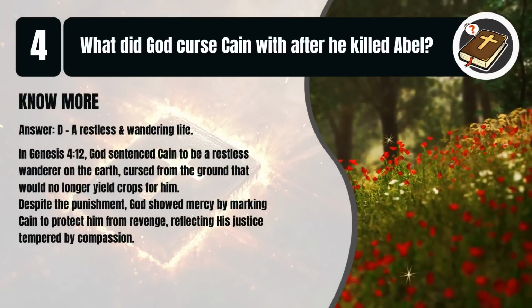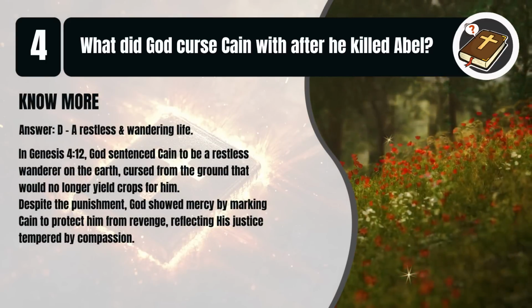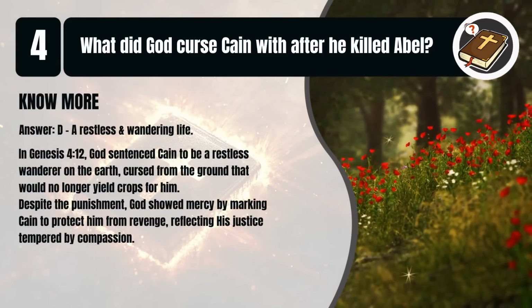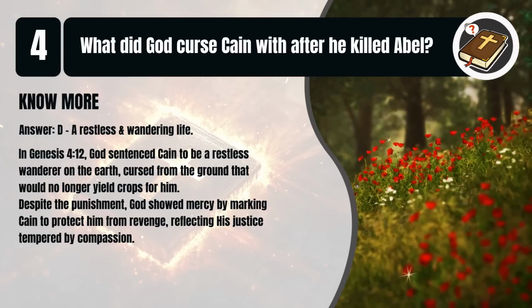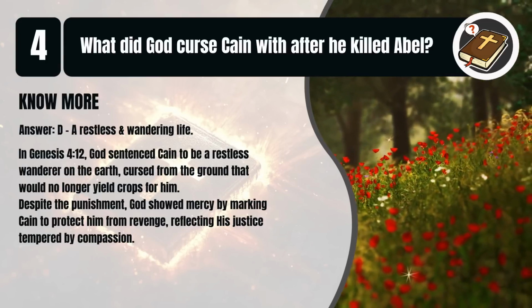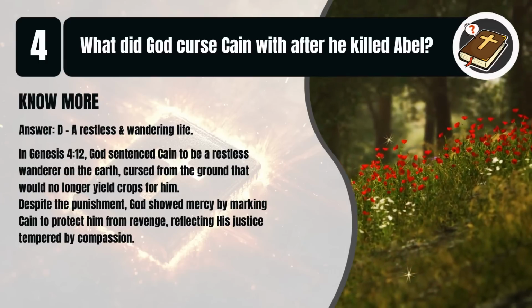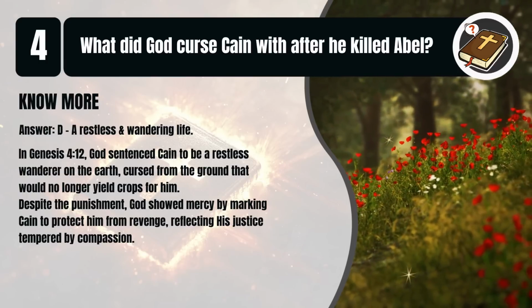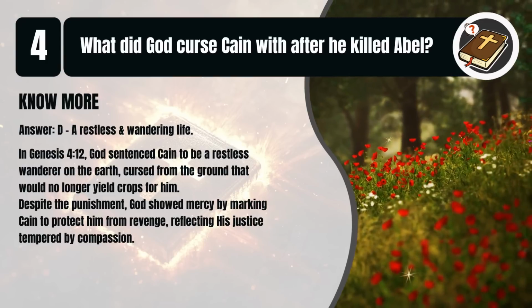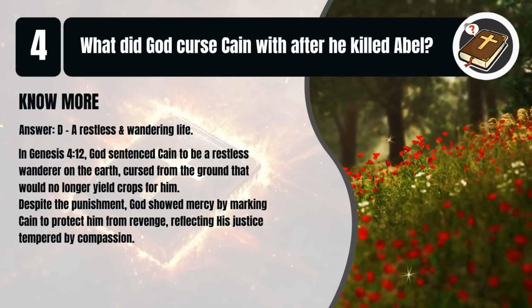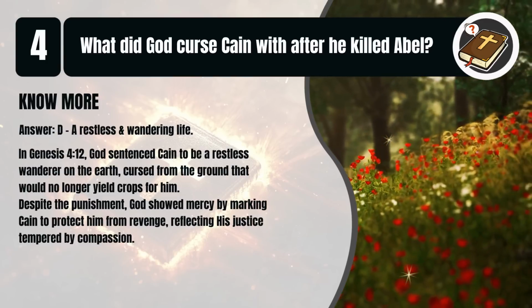That's D. A restless and wandering life. In Genesis chapter 4, verse 12, God sentenced Cain to be a restless wanderer on the earth, cursed from the ground that would no longer yield crops for him. Despite the punishment, God showed mercy by marking Cain to protect him from revenge, reflecting his justice tempered by compassion.